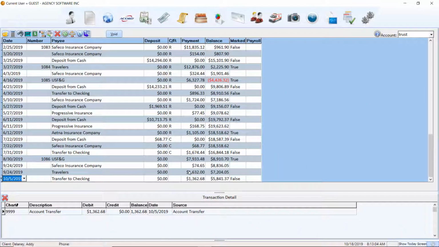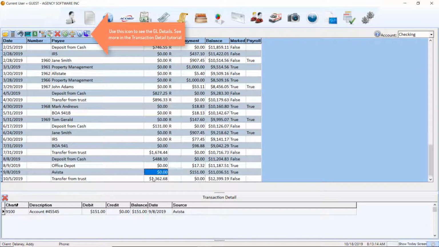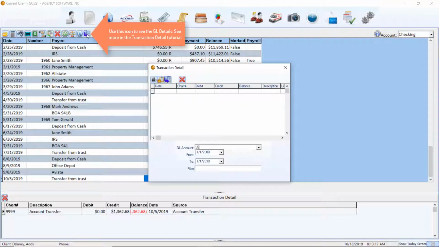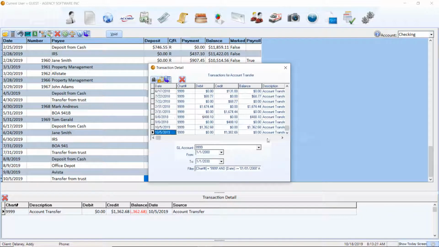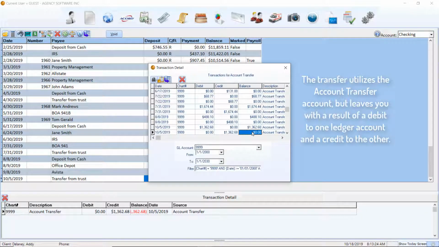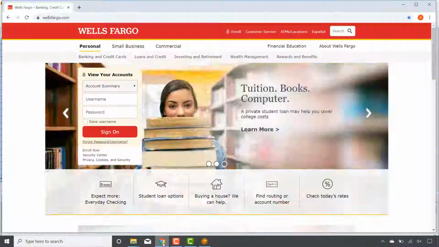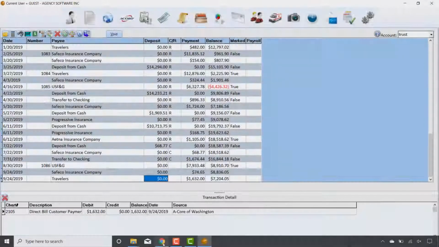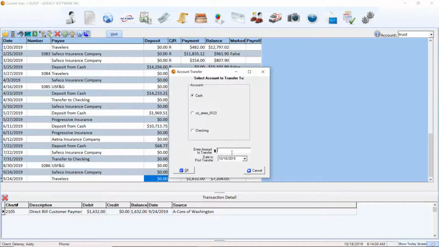This will issue a payment from the current ledger account allocated to the account transfer account, as well as a deposit in the other bank, also allocated to the account transfer. Basically, you're debiting one account and crediting another, and all that is left to do is to make the physical transfer at the banking site.